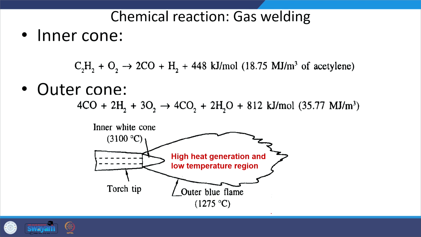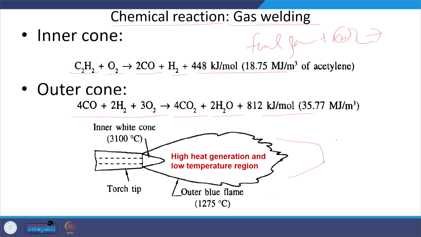Now we'll see how the heat is generated, what are the different approaches of heat generation for welding. So the first is gas welding, where chemical reactions are used. Say a fuel gas and oxygen mixture is burned. So a fuel gas, say acetylene, is burned with the oxygen to produce CO, hydrogen and heat, okay, and then this CO further reacts with the hydrogen and oxygen to form CO2 and H2O, and heat is generated.